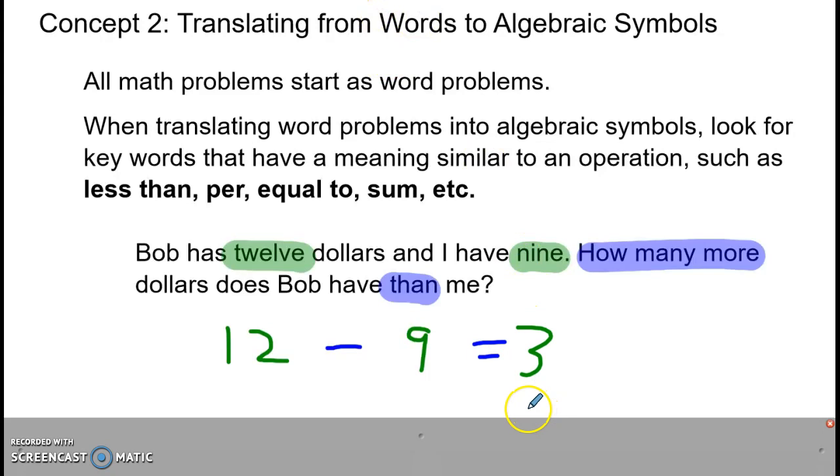So all of the number words are going to get used, and all of the expression words are going to get used. And that's what you're looking for in a word problem. You're looking to translate some of those words directly into numbers or operations.